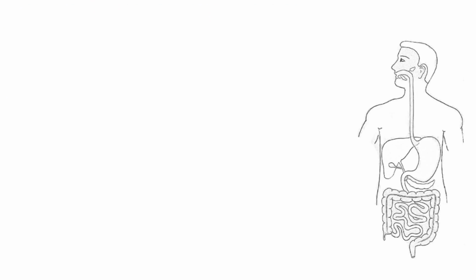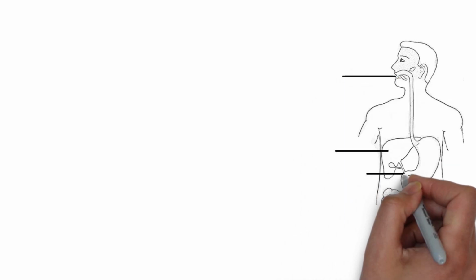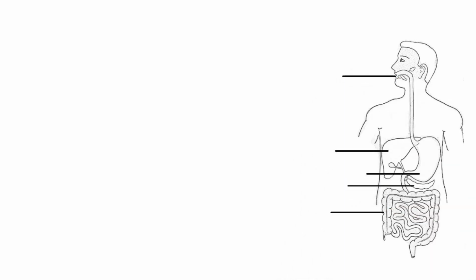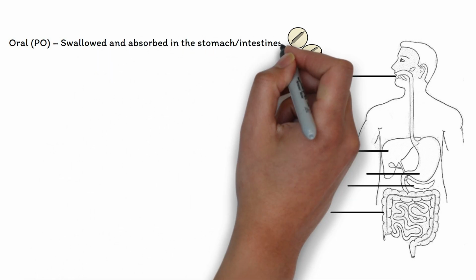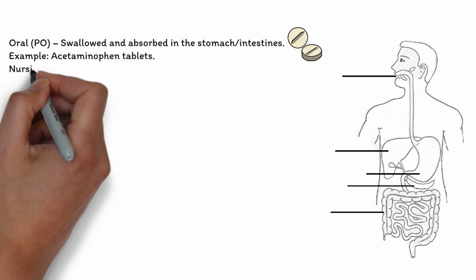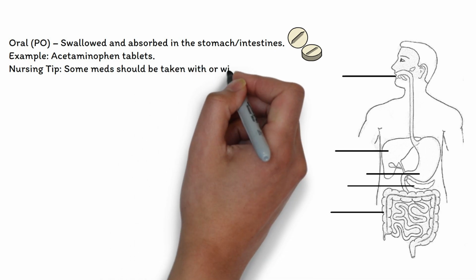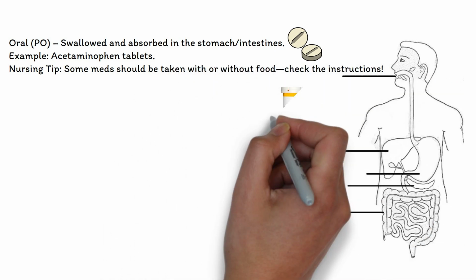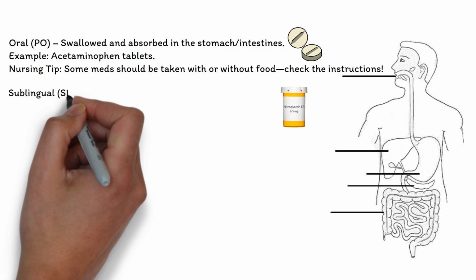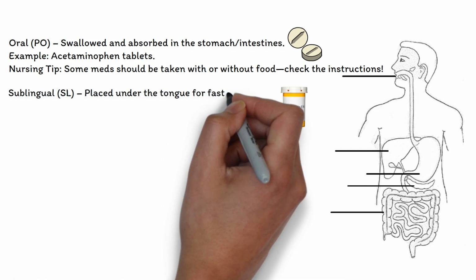Let's break them down. Enteral routes go through the GI tract. They are common, but absorption can be slower than injections. Oral, PO, swallowed and absorbed in the stomach and intestines. Example, acetaminophen tablets. Nursing tip, some meds should be taken with or without food. Check the instructions. Sublingual, SL, placed under the tongue for fast absorption.